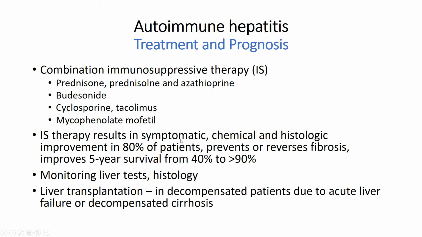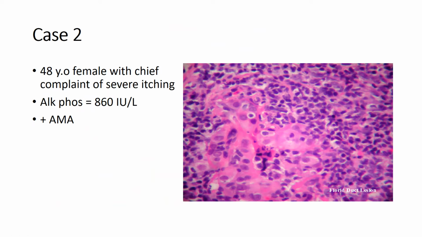So it's essential that the diagnosis of autoimmune hepatitis be made appropriately. And in the clinic, the hepatologist follows the liver tests and will do a biopsy at a predetermined time. In decompensated patients due to acute liver failure or decompensated cirrhosis, there's no other way but to give a transplant. Any questions?